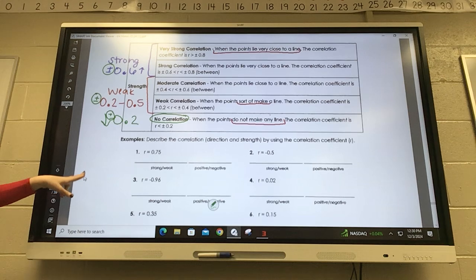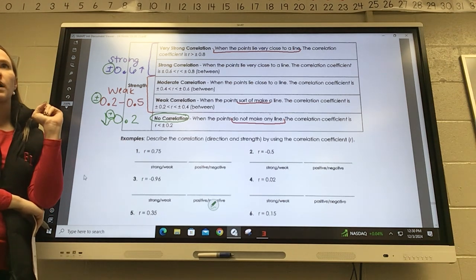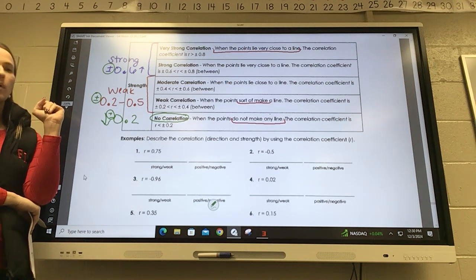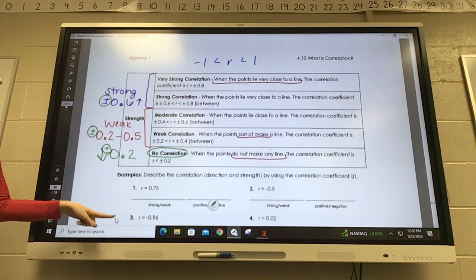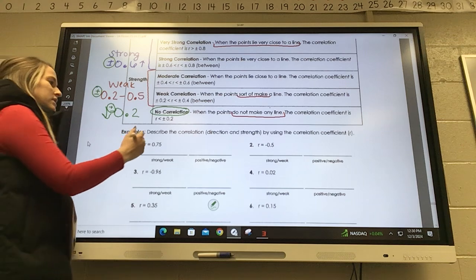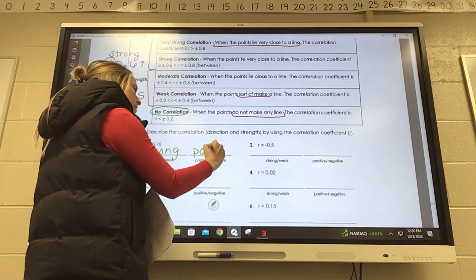So for example, let's look down here. Describe the correlation. So it says by direction is positive and negative, and strength, weak or strong, or no correlation. So if I give you the decimal R equals 0.75, first of all, is that a positive or negative number? Positive. And if I try to find 0.75 in my little list of numbers here, what category would it belong in? Strong. So I would say that this is a strong positive correlation.